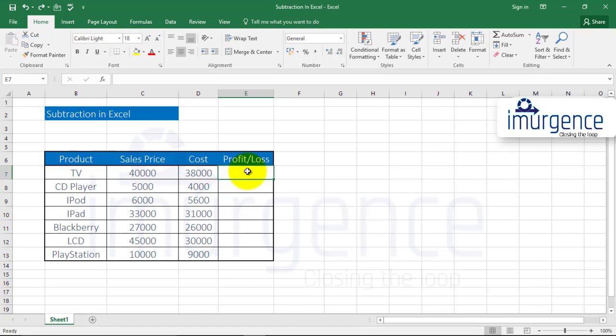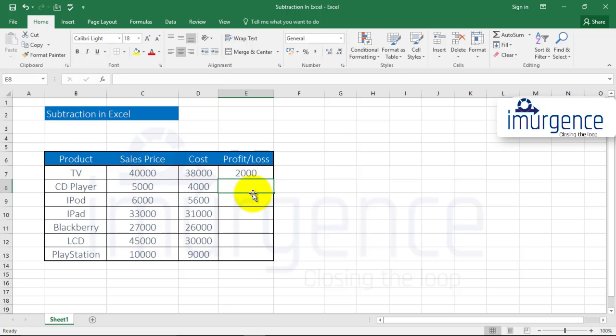Now how do we subtract? There are quite a few ways of going about it. The first one is pressing is equal to and selecting the cell, the amount from which you want to subtract, entering the minus symbol and selecting the cell which you want to subtract. All right. So the difference between 40,000 and 38,000 is 2,000.